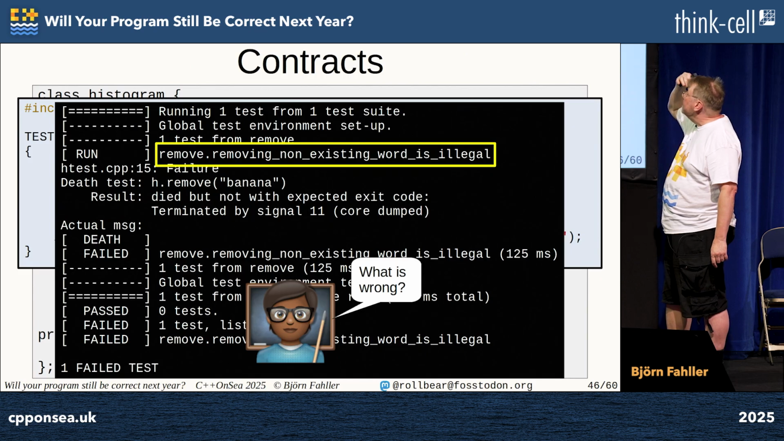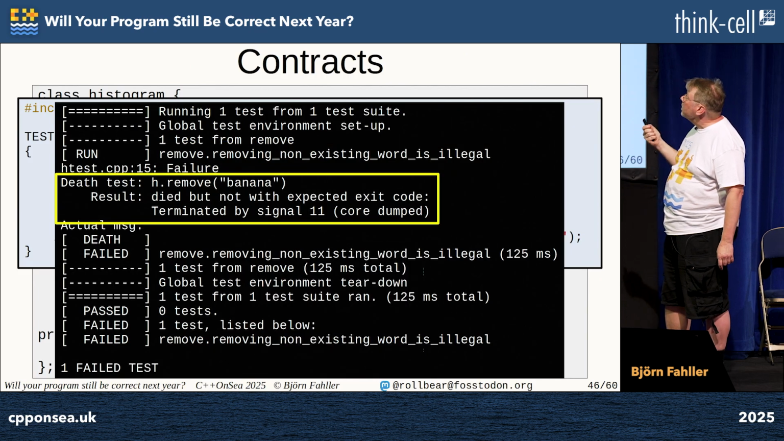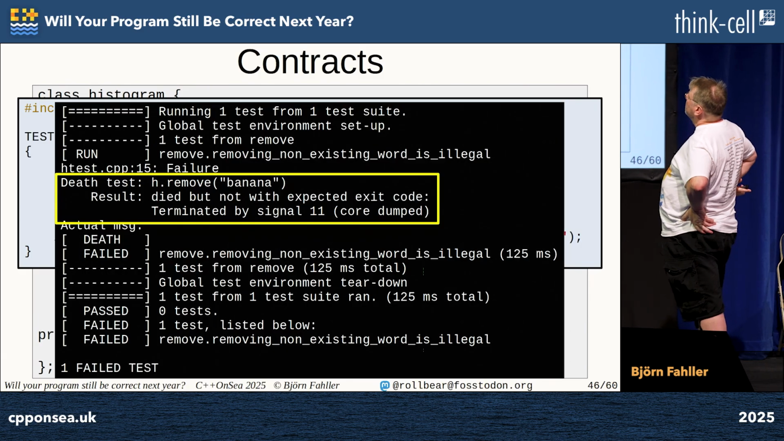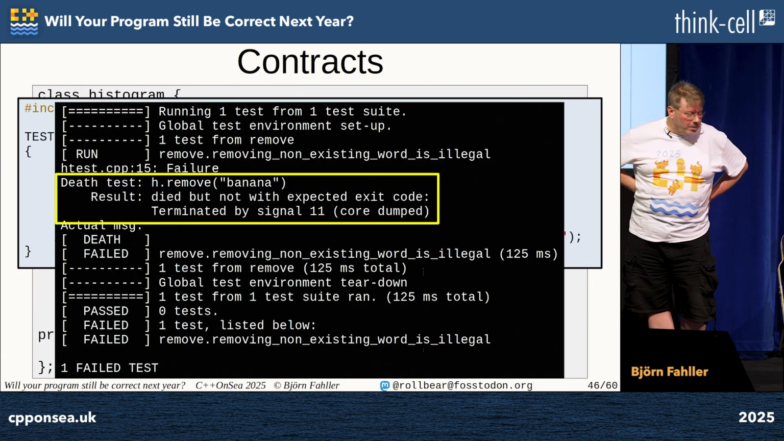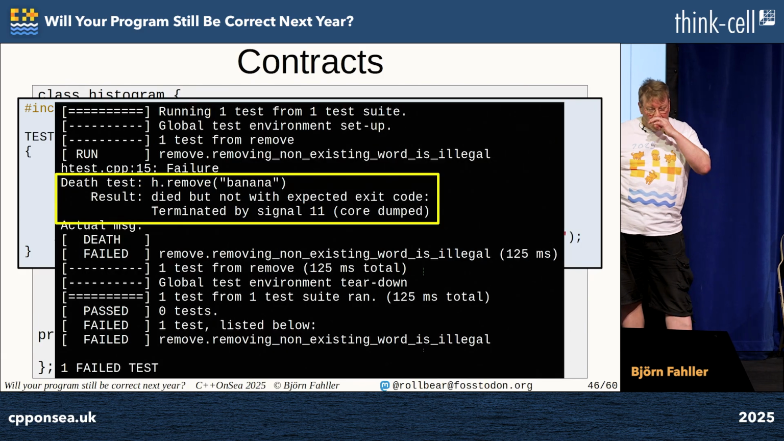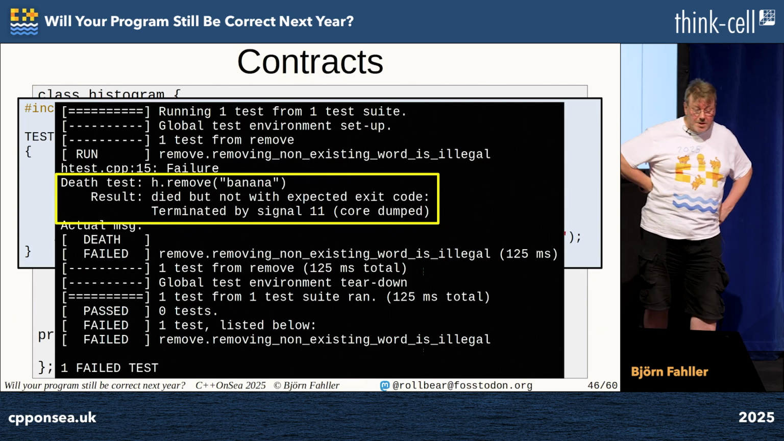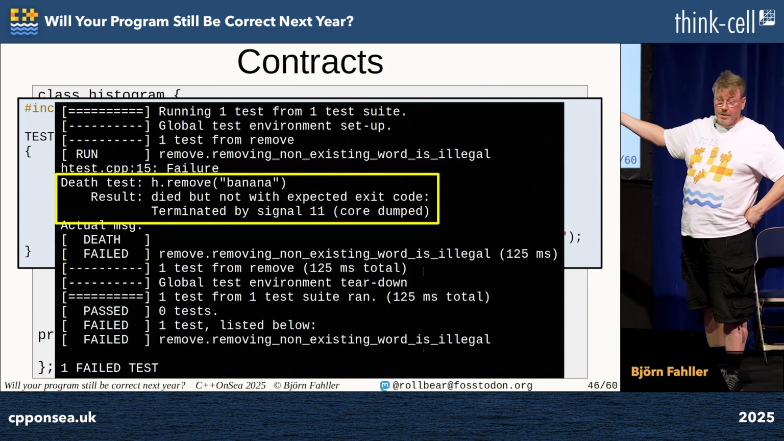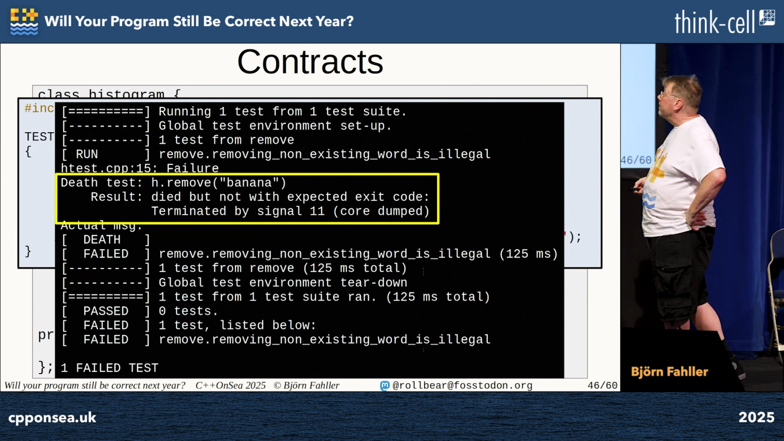Removing a non-existing word is illegal. How was it found? Died, but not with the expected exit code. Terminated by signal 11. Wow. Zigzag. Okay. That was indeed unexpected. But this is actually really powerful. This is useful, I think.